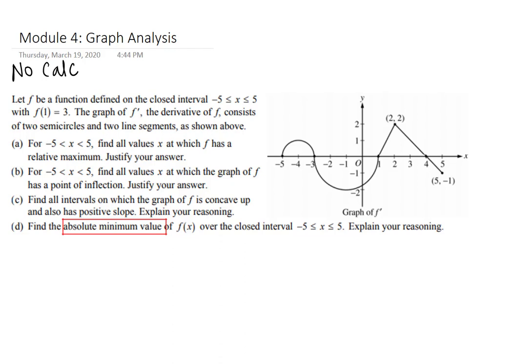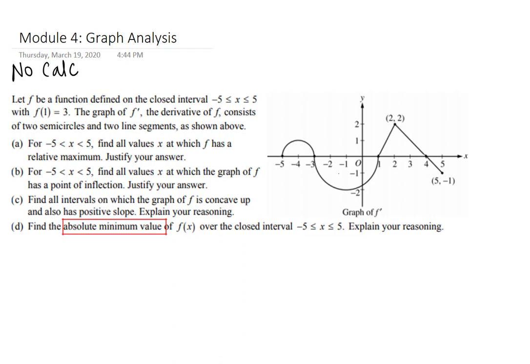Today's video, we're going to be doing a graph analysis with a no calculator question released from the AP exam. So the question says, let f be defined over the closed interval -5 to 5 with f of 1 equals 3. The graph of f prime, the derivative of f, consists of two semicircles and two line segments as shown above. So semicircle here, here, and then two line segments, which makes a triangle. For the interval -5 to 5, find all x values at which f has a relative maximum and justify your answer.